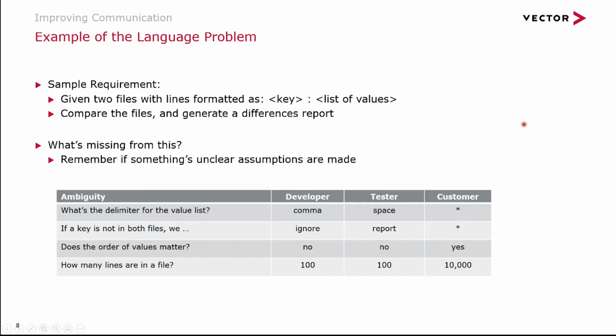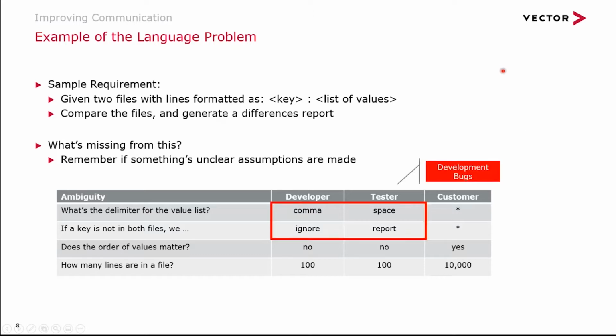And then suppose a key is not in both files. What do we do? Well, the developer might say, ignore. I'm trying to show the differences in the list of values, right? So if the key is not there, they're all different. And why would I display that? And the tester might say, hey, you should report that as maybe the file is improperly formatted. So during this process, during development, we get bugs of that nature.